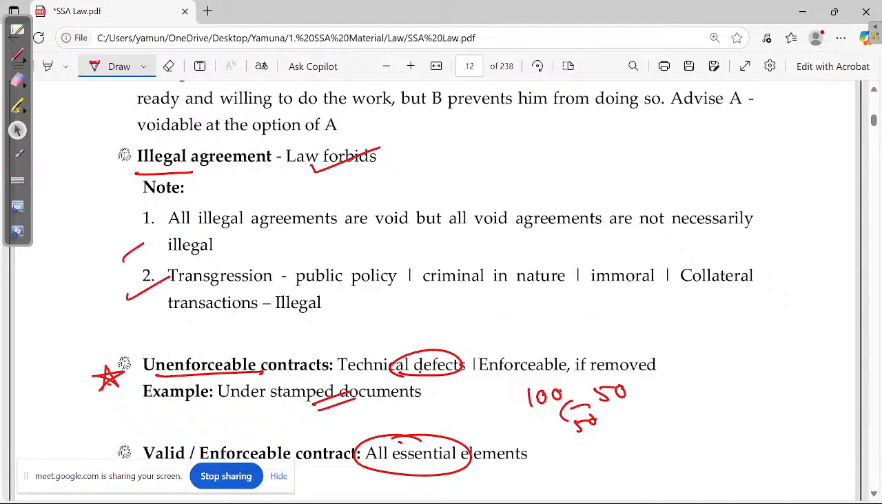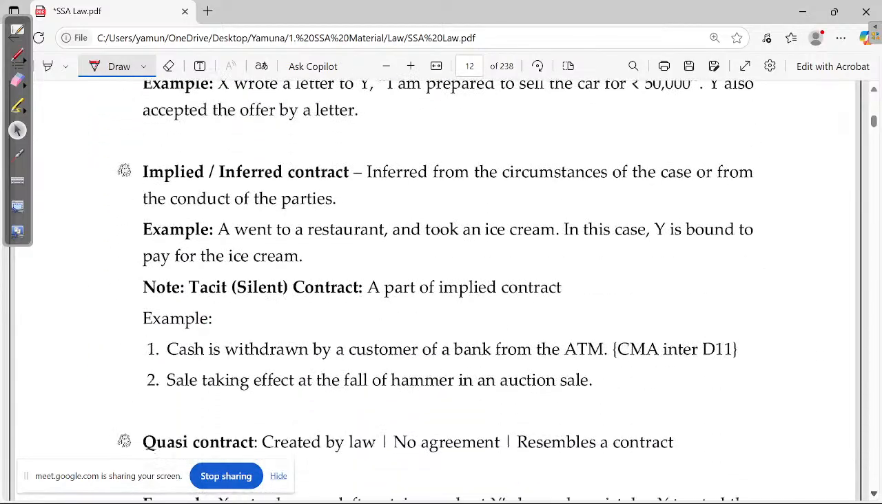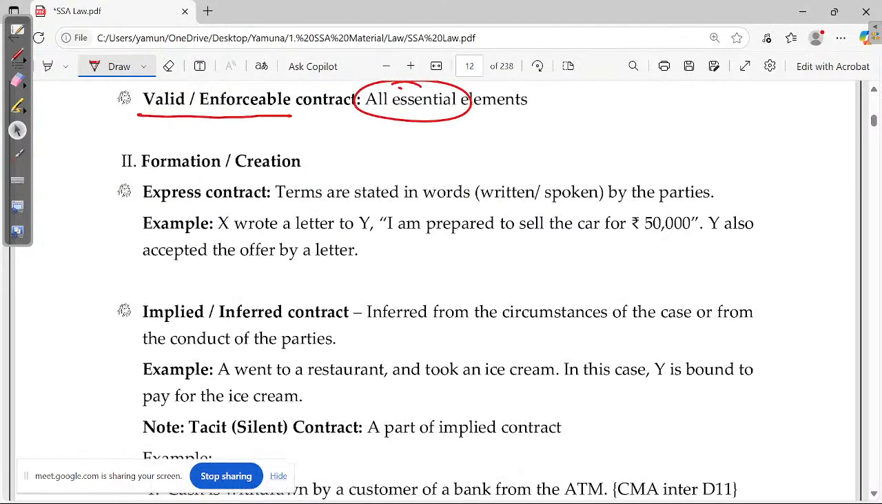This one we can just casually go through. Next heading. You can continue in the chart. How the contract is formed, or how the contract is being created. You can say the contract is expressed and it's formed. So: express contract, or implied, or inferred.